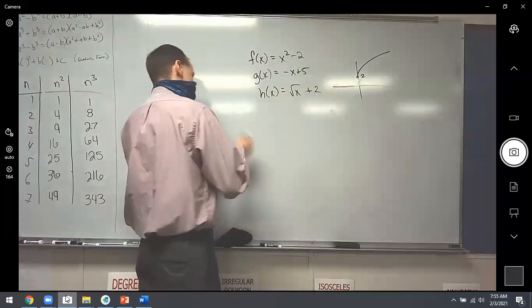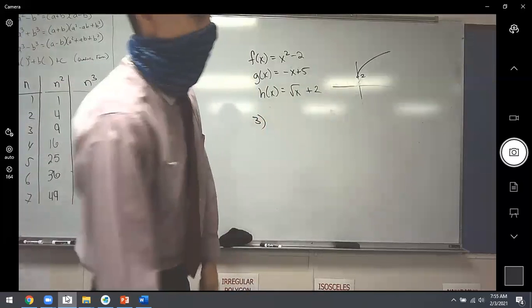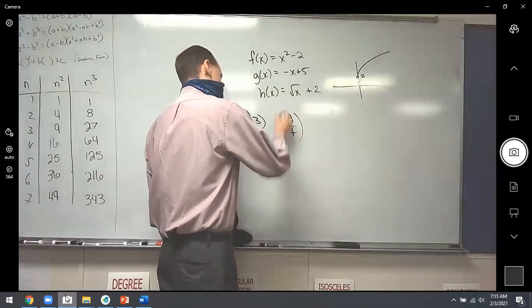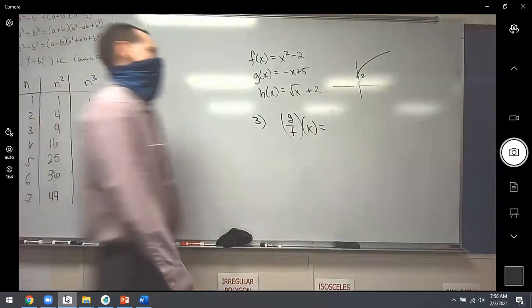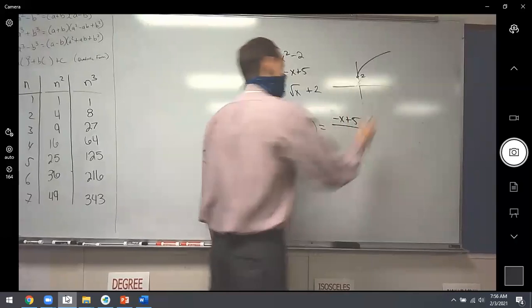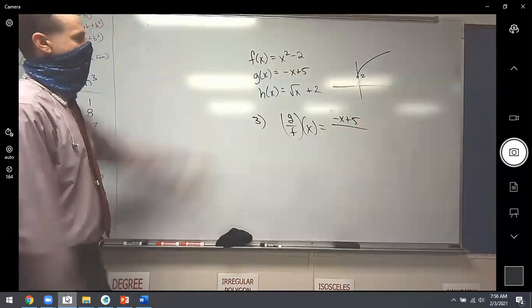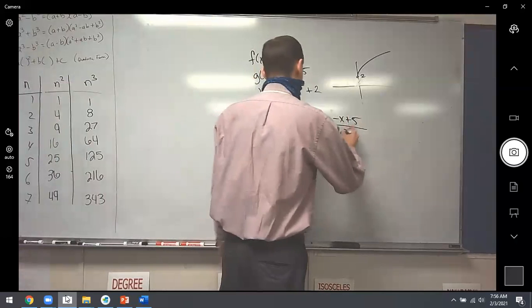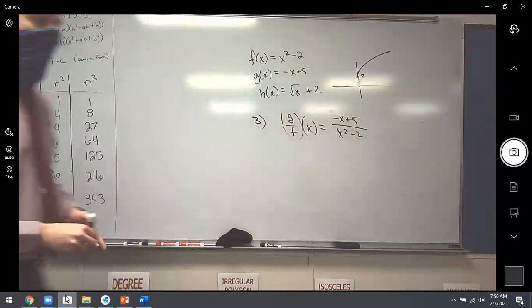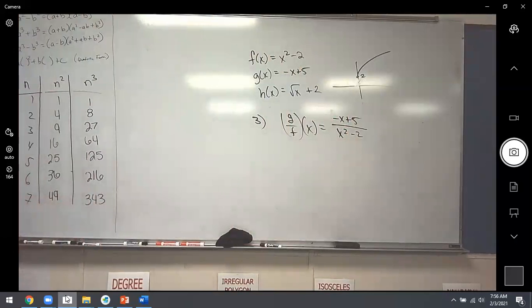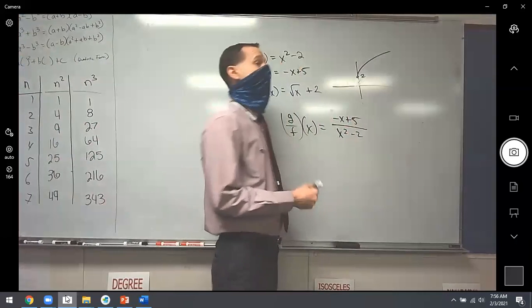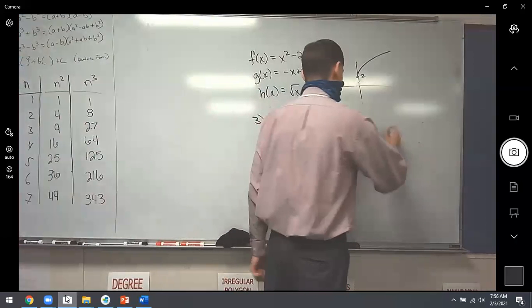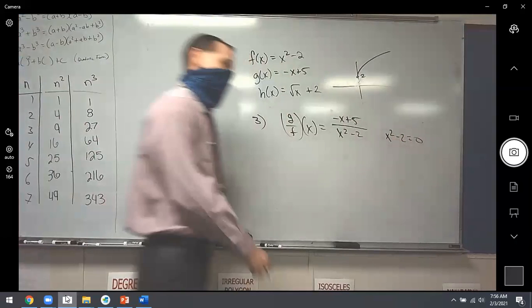Warm-up number 3 today states that you're supposed to be finding g divided by f of x, which means what you think it does, g divided by f. So g is -x plus 5. F is x squared minus 2, so there we go with that. Domain, well, I do see some division, so I got to worry. Can't have the bottom be 0. That's bad stuff. So let's go off to the side real quick and just figure out when the bottom is 0. This is very much something that would be on your test.